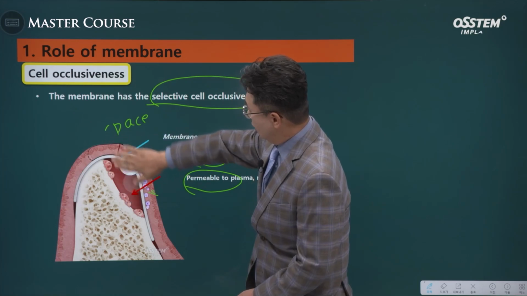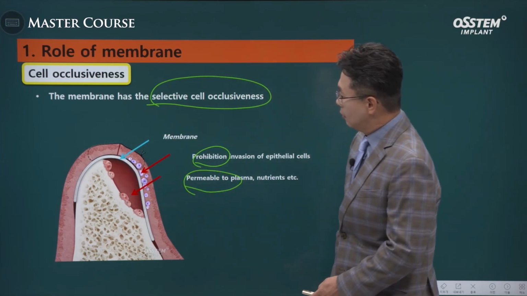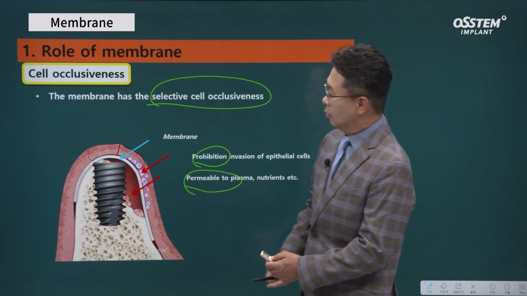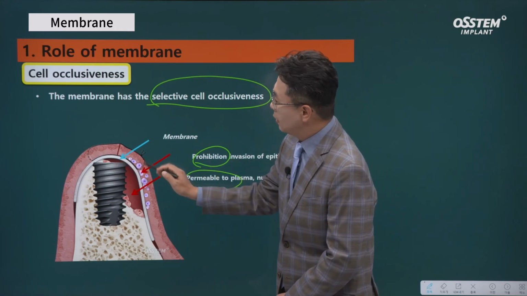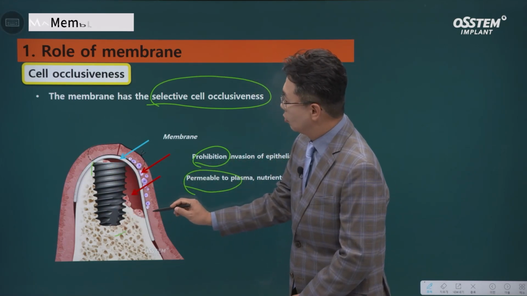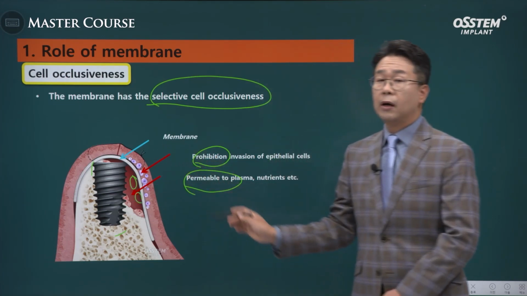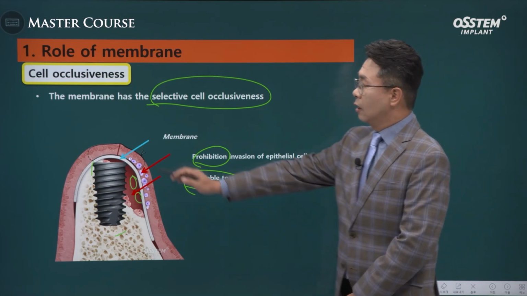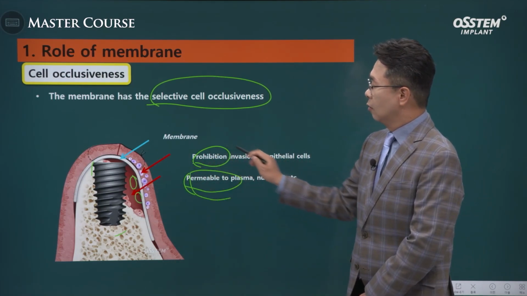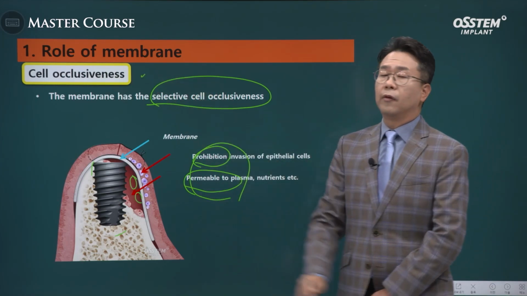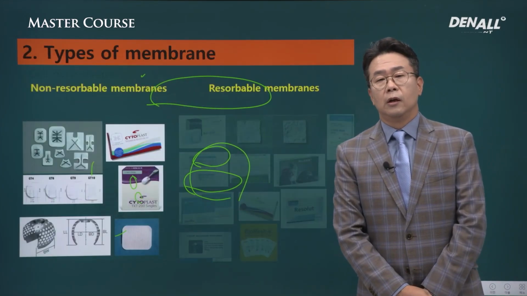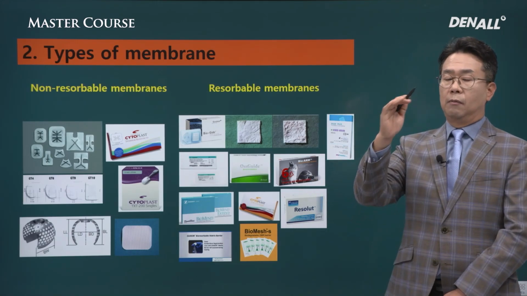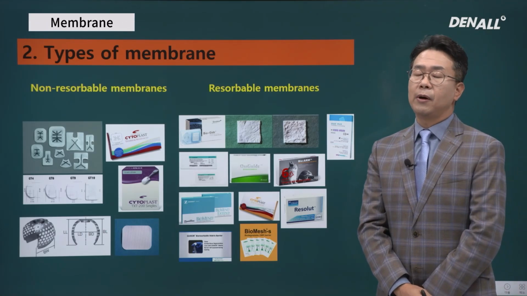In this area, what would happen if there is an implant? It's the same here. The only difference is that implant is going to be positioned here and the membrane will be applied, and following that, bone fill will occur. Therefore, we need to bear in mind the two traits of the membrane. We need to remember that it needs to make a space and should have selective cell occlusive property.